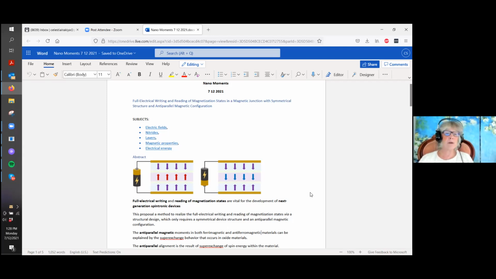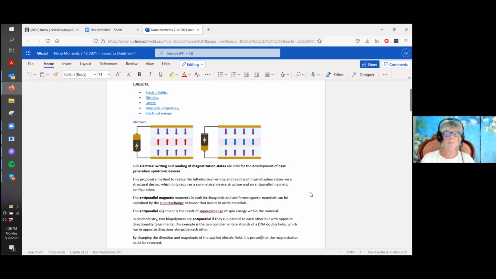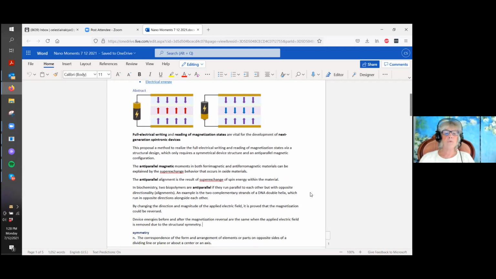So what are the subjects that we're dealing with? We're dealing with electric field, nitrides, layers, magnetic properties, and electrical energy. So what is this all about? Full electrical writing and reading. This is a read-write system of magnetization states vital for the development of next generation spintronic devices. And that spintronic device is you.